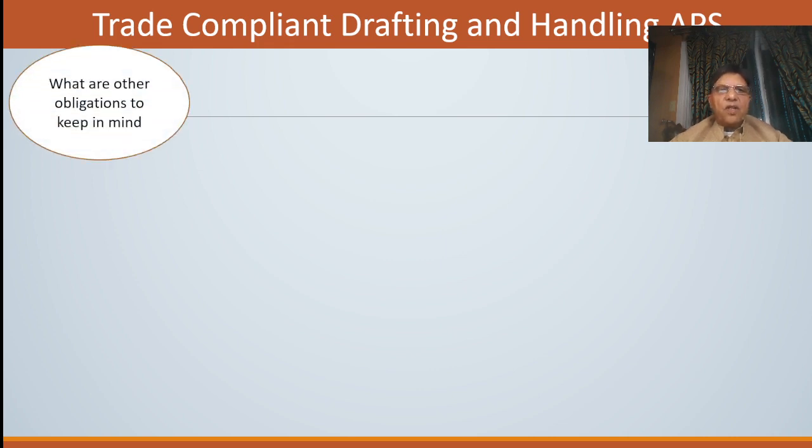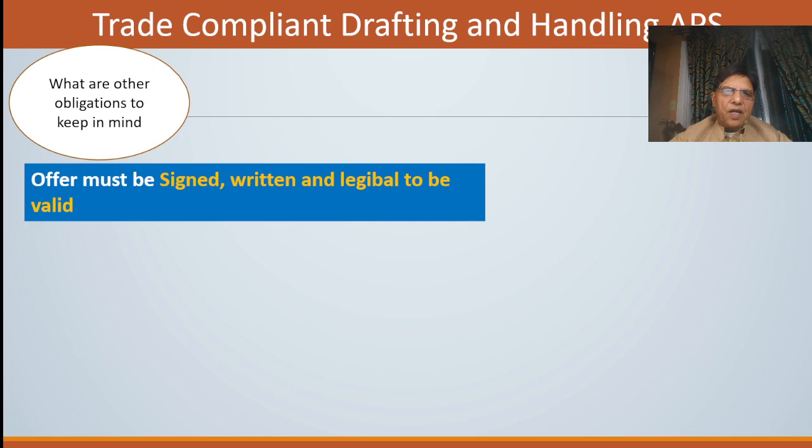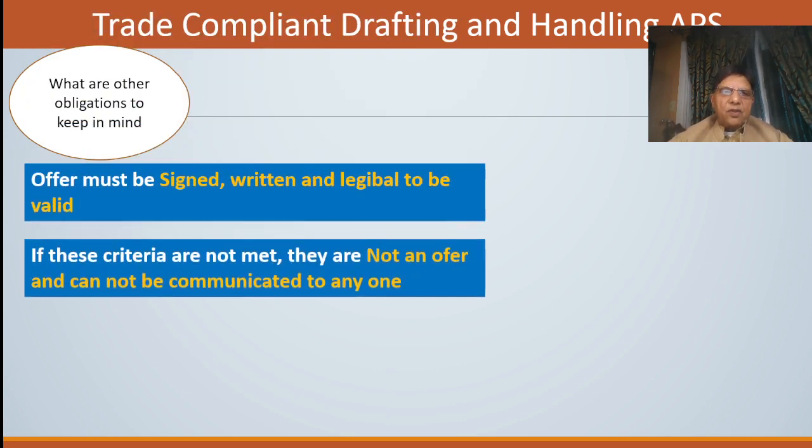So what are other obligations to keep in mind? Let's look into that one. An offer must be signed, written, and legible to be valid. When we say legible to be valid, there should be a dollar value, there should be a date, and it should be properly signed. If it does not meet these criteria, then that is not an offer and cannot be communicated.